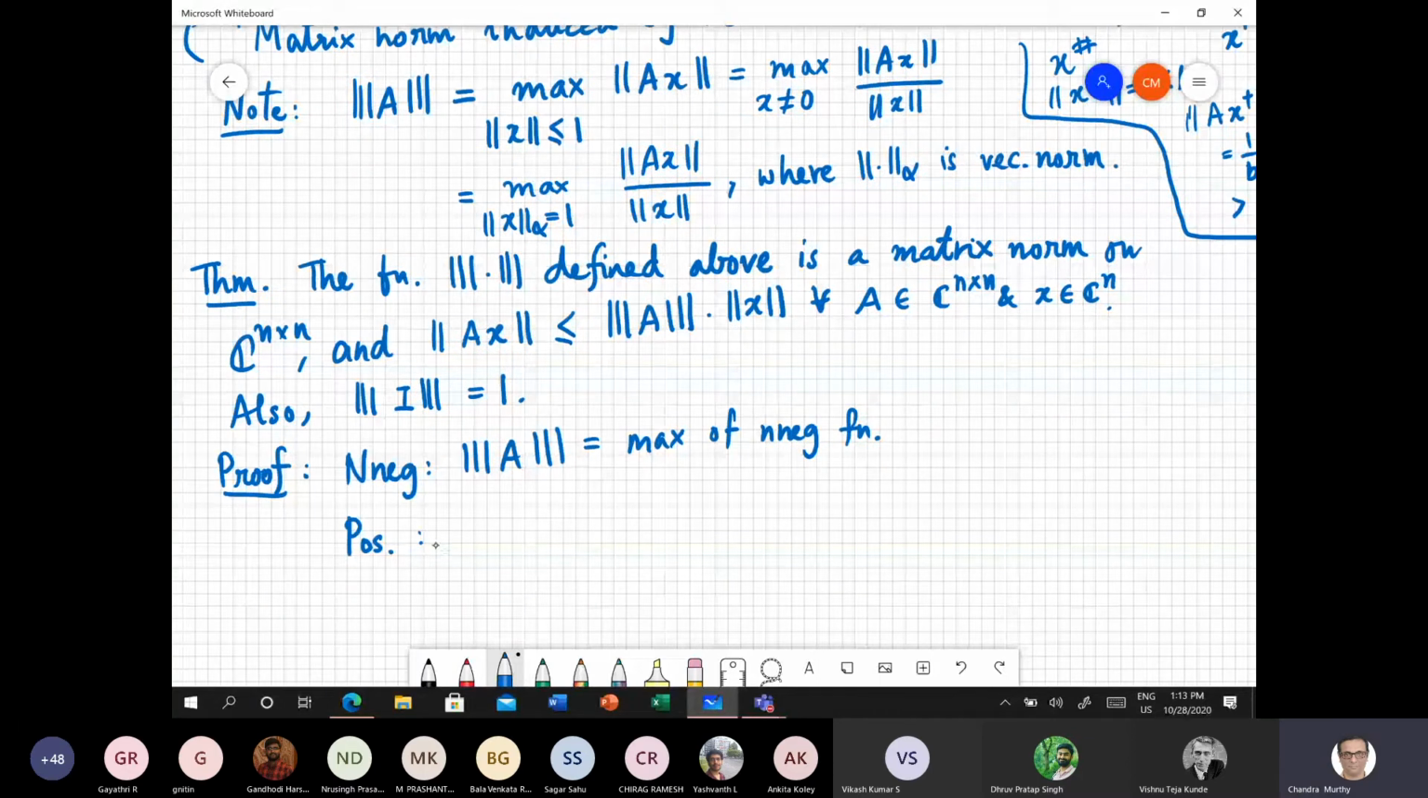Now, if the norm of Ax is 0 for all x, it means that Ax itself, this is a vector norm, equals 0 for all x. And this is true if and only if A is equal to 0. Why is that true? Why should Ax equal 0 for all x mean that A is equal to 0?